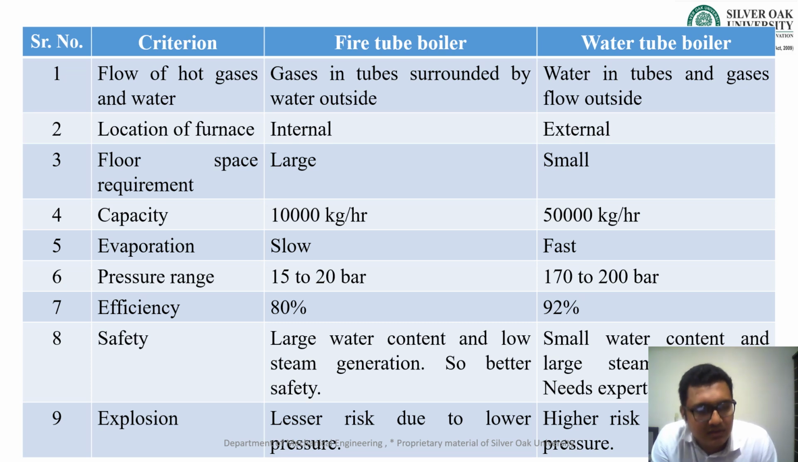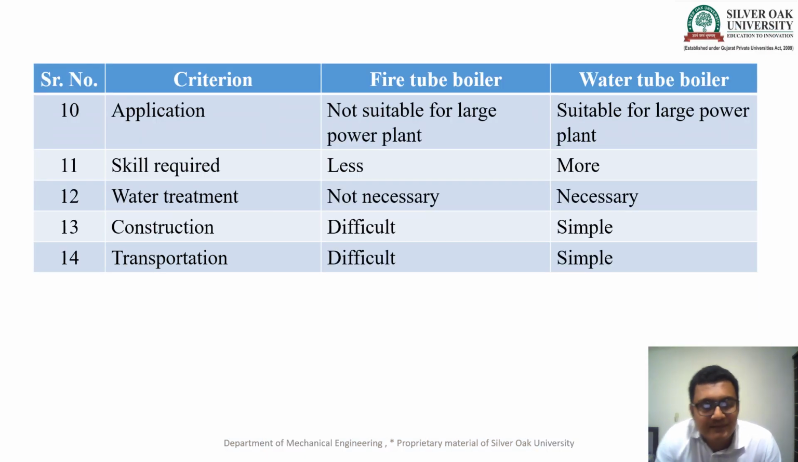And the ninth criteria is the explosion. What does it mean? Explosion in a boiler means it will get fired, totally fired. In the fire tube boiler, there is lesser risk due to the lower pressure, and there is higher risk in the water tube boiler because the steam generation is high, the evaporation rate is high, as well as the pressure range is high, so there is more chance of explosion in the water tube boiler. Now the 10th criteria, the application. The fire tube boiler is not suitable for a large power plant, and the water tube boiler is suitable for a large power plant.